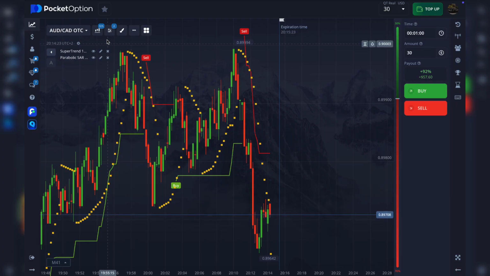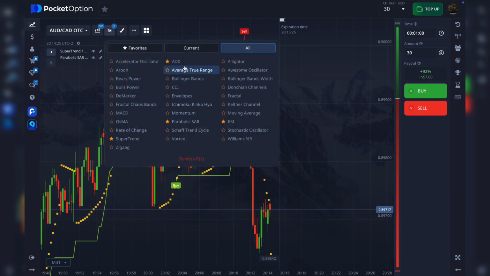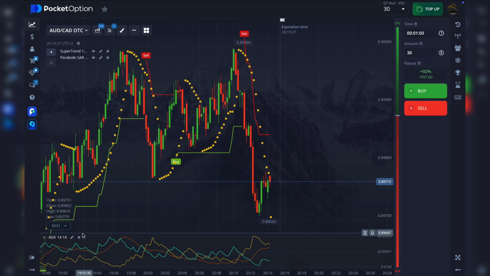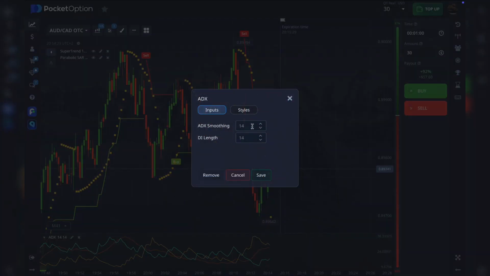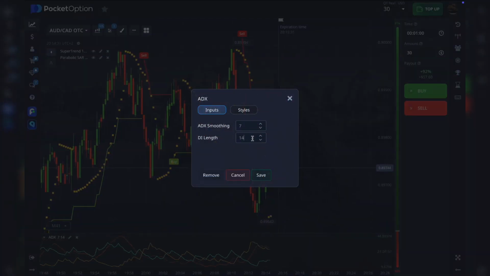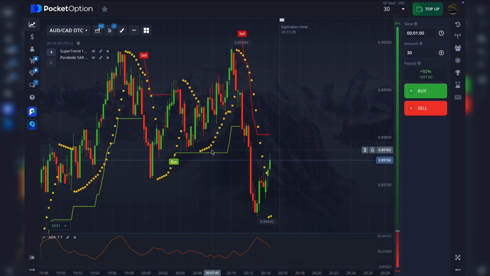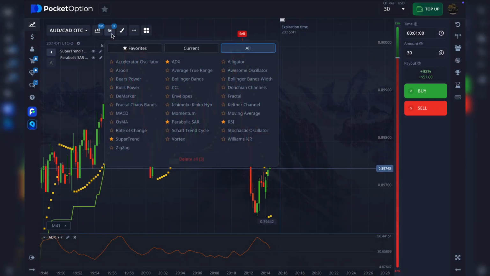Okay, the next indicator will be, for example, ADX. We add this to the chart, and here we need to change the smoothing to 7 and the length to 7 too. Then we go to styles, and here I need to leave only the main ADX line, so we turn off the plus and the minus lines.